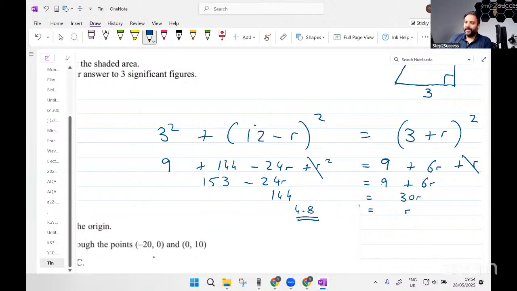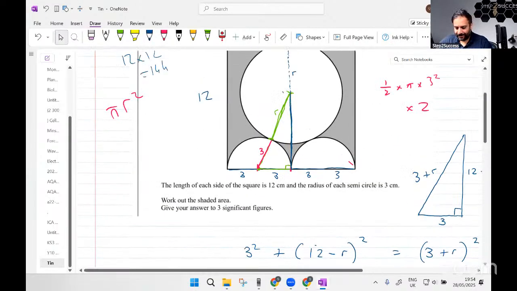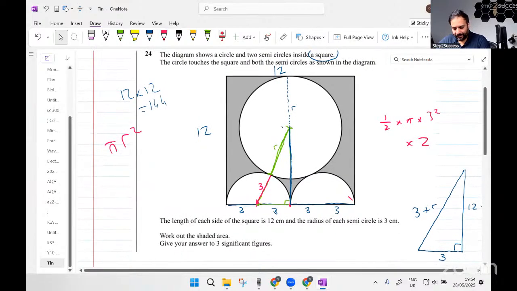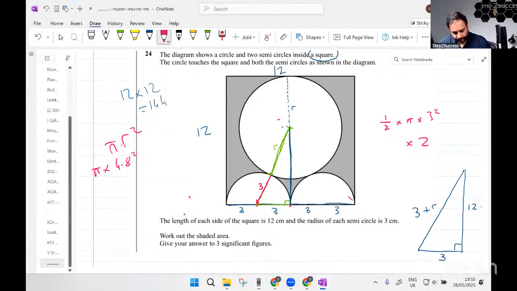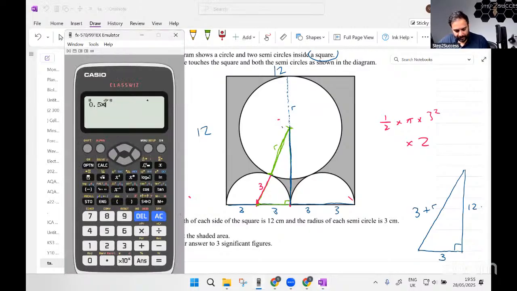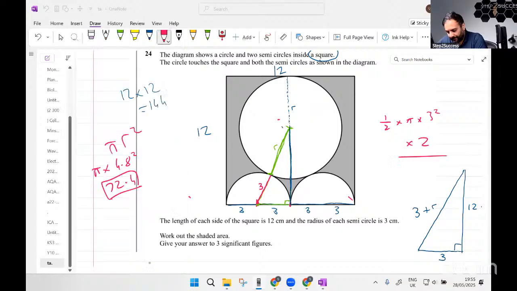So I've worked out that the radius of that big circle is 4.8. And finally, I can now work out the area of this by doing pi times 4.8 squared. Let's do that here, which is 72.4. I'll also just work out this bit over here, which is those two semicircles. So that's a half times pi times 3 squared. That's one of the semicircles. Times it by 2 to get the other semicircle, 28.3.